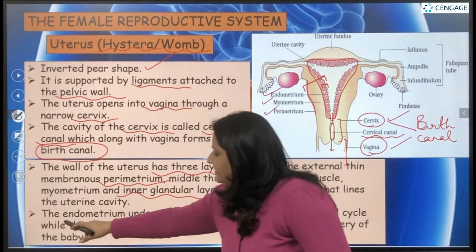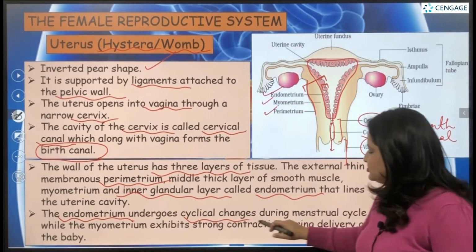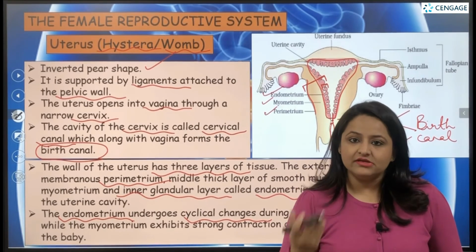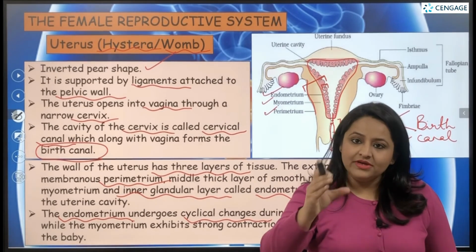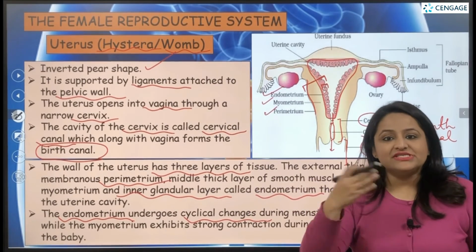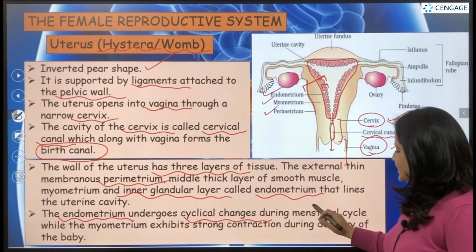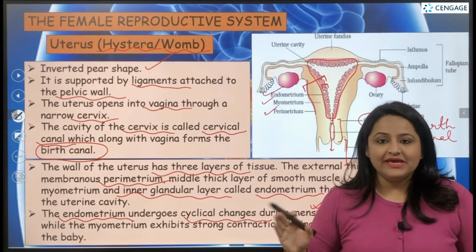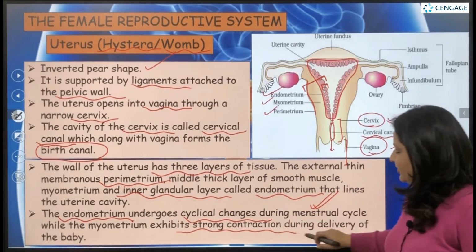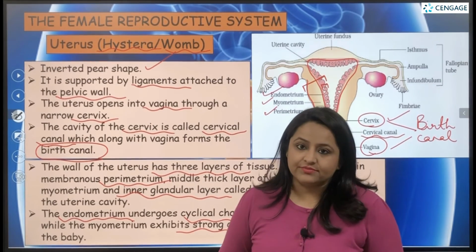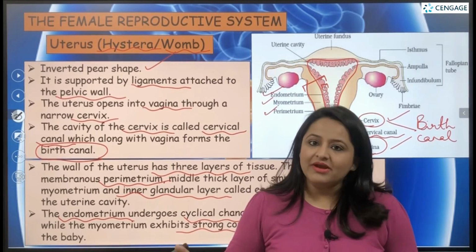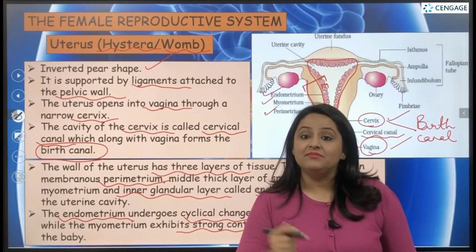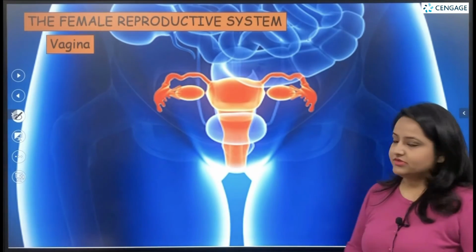It is this endometrium which undergoes cyclic changes during the menstrual cycle. So we are going to study that throughout the menstrual cycle, the endometrium is formed and then it is shed off. So cyclic changes of endometrium are seen during the menstrual cycle, while the function of myometrium is to exhibit strong contractions during the parturition. So only change in endometrium will be seen throughout the menstrual cycle, whereas the perimetrium and myometrium remain the same in the case of uterus.